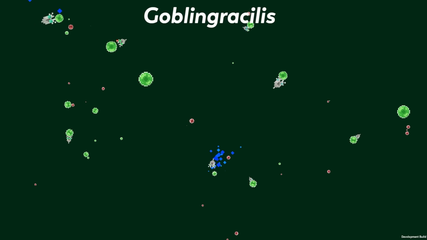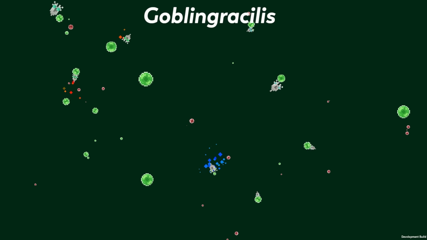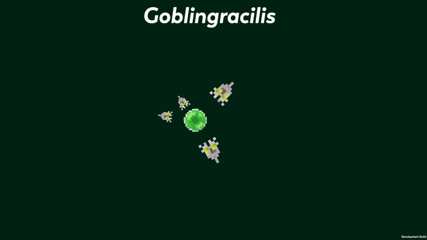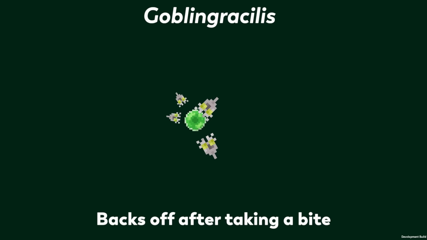While Goblin Gracilis occupies the first 2 dances. They are the most sophisticated species we've seen so far, and an era of peace has settled across the denser regions. They display some kind of pecking behavior, backing off from a pellet after taking a bite, which allows multiple Bibits to simultaneously feed on the same pellet.